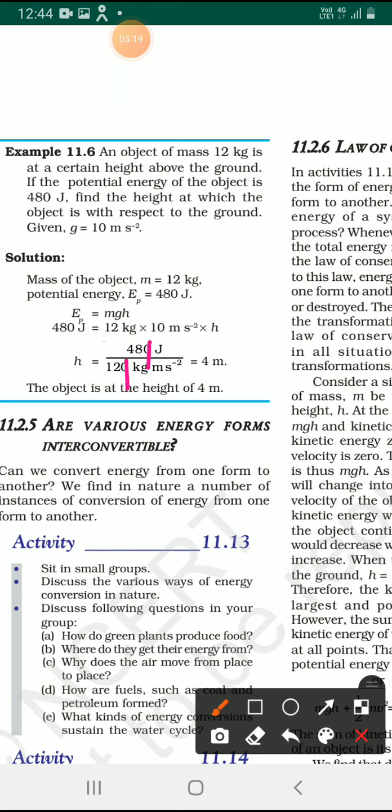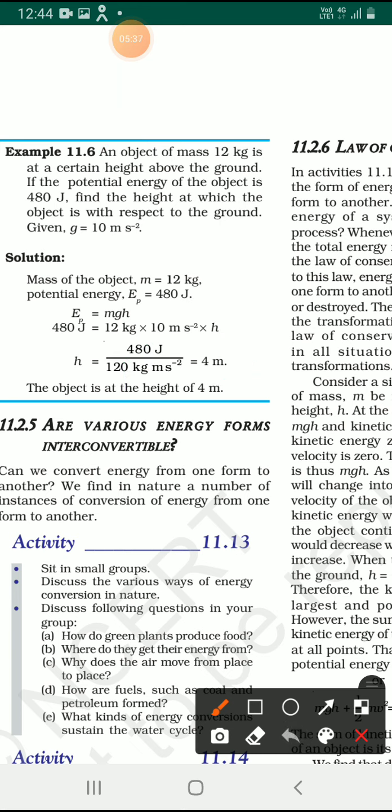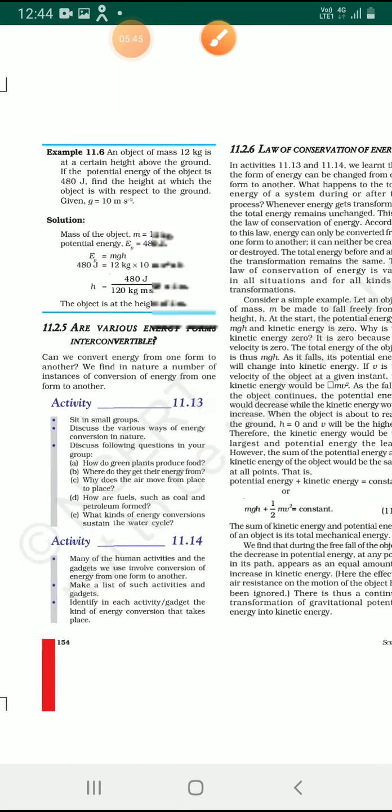So 12 ones are 12, 4s are 48. So the answer comes as 4. Why meter? Meter is given. Height we measure in meters, right? So we have written here the answer as 4 meters. You can write the answer as 4 meters. Very simple. Okay, fine. So next we try to see.